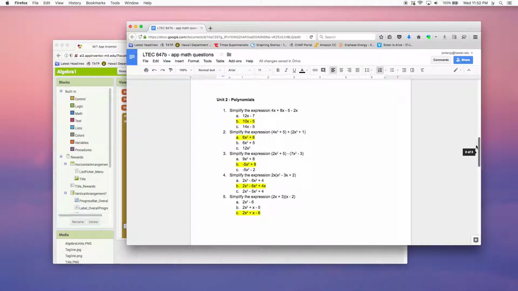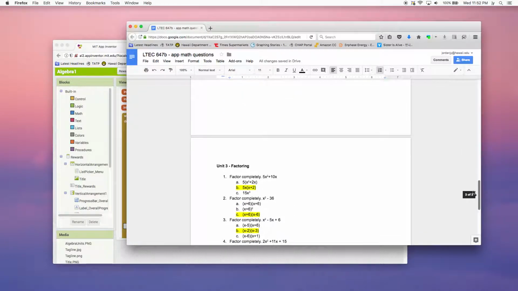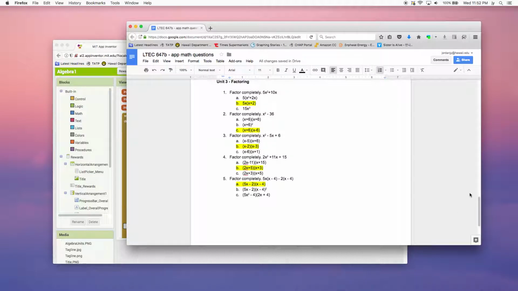The second one is on polynomials, so simplification. And then the last one is factoring. These are the large topics in Algebra 1, which I feel students should be able to take away. And this is my progress of the week.